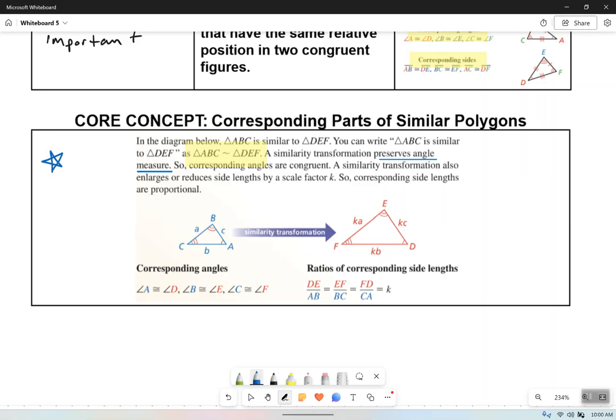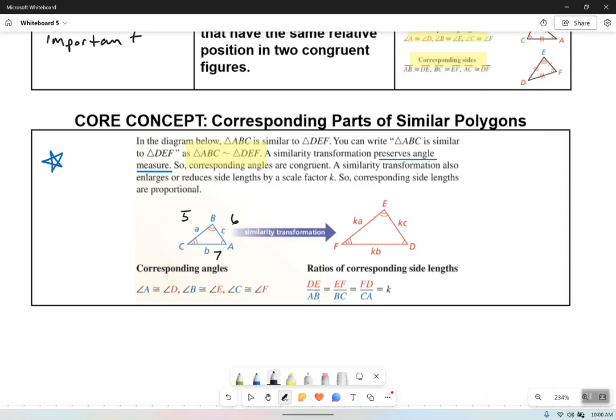Then the next statement goes on to say a similarity transformation also enlarges or reduces a side length by a scale factor of k. So corresponding side lengths are going to be proportional. Now I'm not going to read through all this down here, but again, things you understand is corresponding angles, ratios of corresponding sides, okay? Here's the deal. I'm just going to put some numbers up here. How about if I said side A was equal to, let's just put some numbers in for A, B, and C. Like maybe, let's just go 5, 6, and 7.